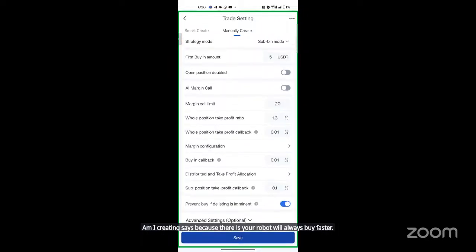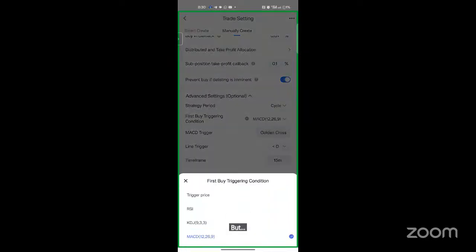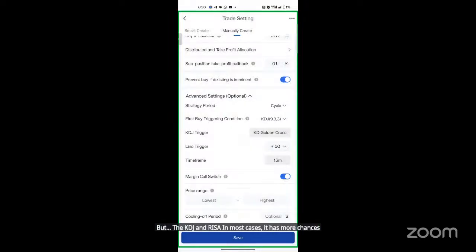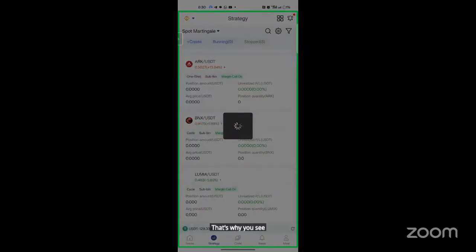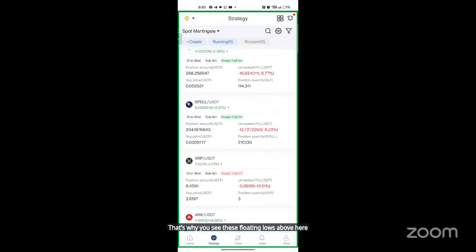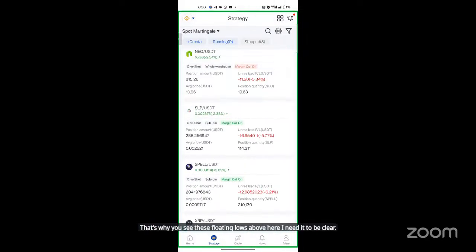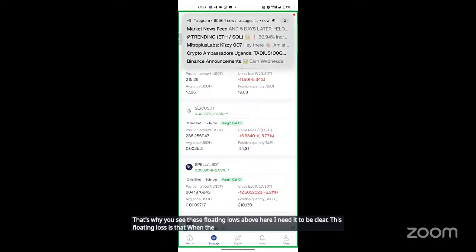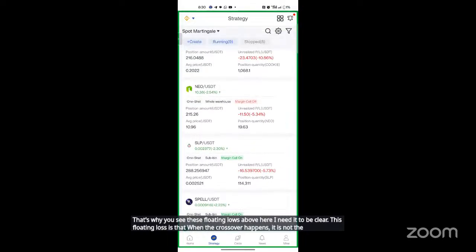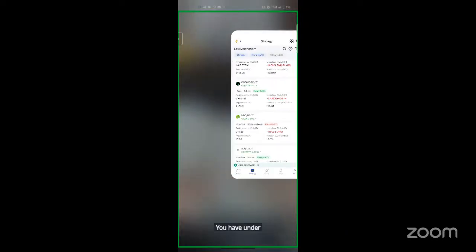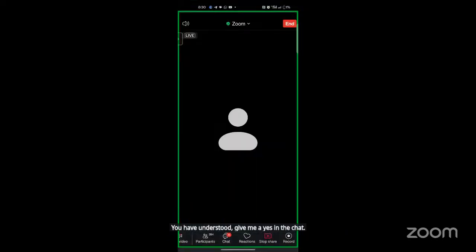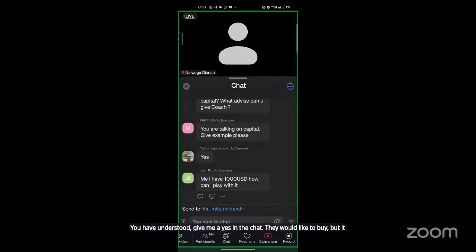But the KDJ and RSI, in most cases, have more chances of giving you false signals. That's why you see this floating loss above here. I need it to be clear. This floating loss happens because when the crossover happens, it is not the perfect moment of the coin. While the MACD will delay to buy, it will give you a perfect entry in the market. Have you understood? Give me a yes in the chat. The MACD will delay to buy, but it will give you a perfect entry.